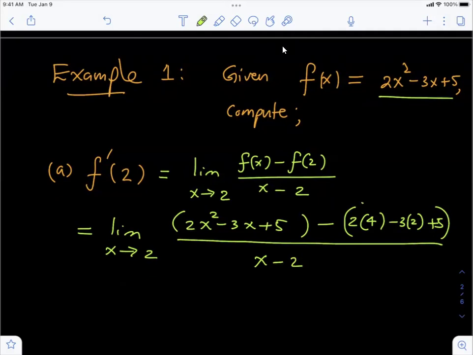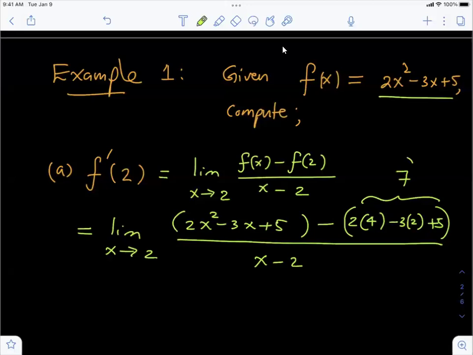Now, let's compute this. We need to have that computation. So this is going to be 8 minus 6. It's going to be 2 as a net sum, plus 5. It's going to be 7. So altogether, it's going to be just 7. And then there's a negative sign right here.